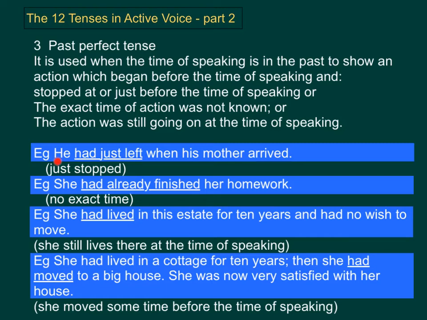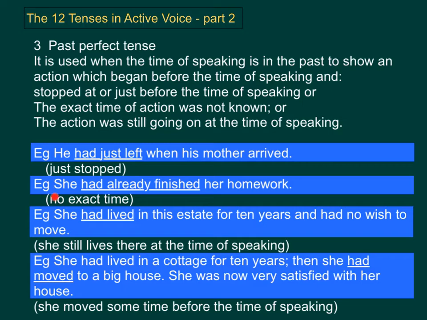Example 1. He had just left when his mother arrived. In this sentence, we can see that the action, had just left, stopped right before another action, when his mother arrived. In past perfect tense, we usually add had in front of the verb.